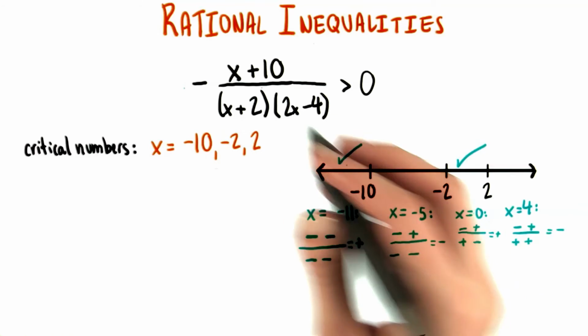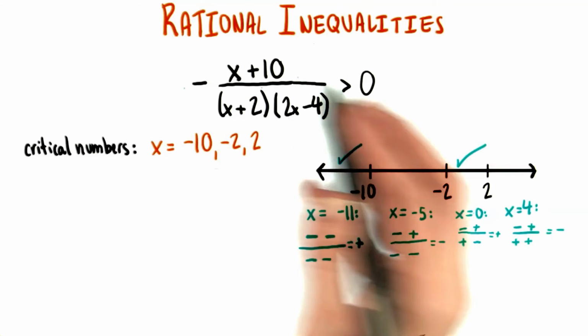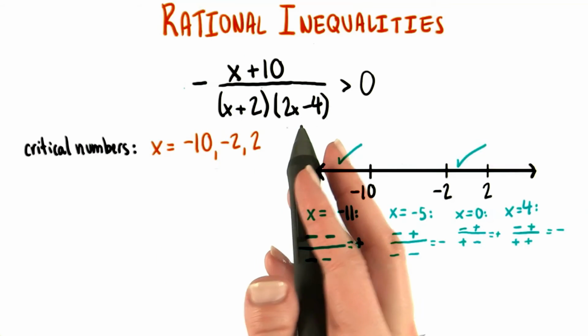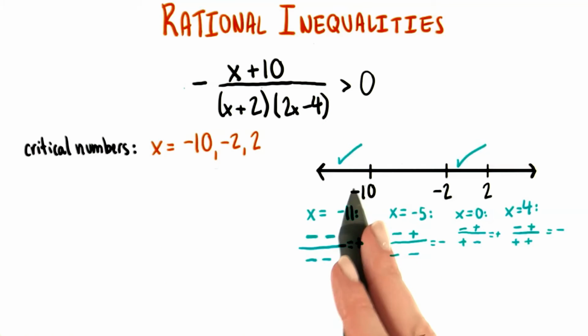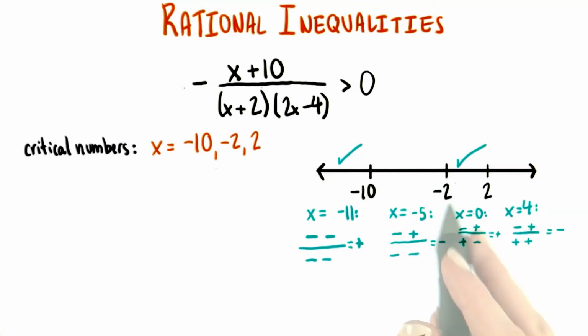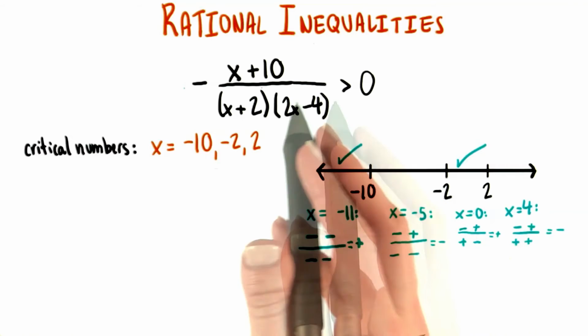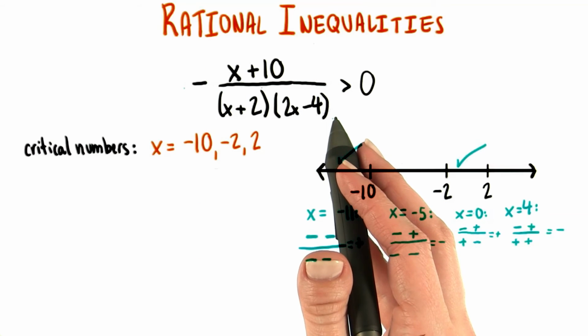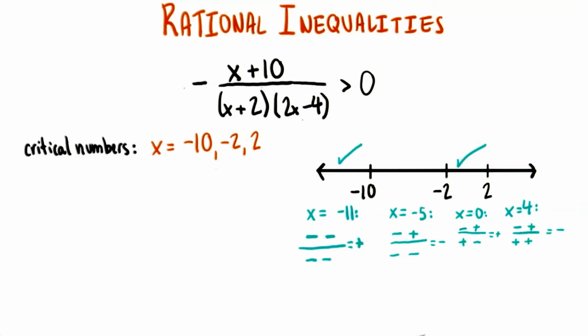Notice that when we plug in negative 10, we end up with 0 for the numerator. That means that this entire fraction can never be greater than 0, so negative 10 is not part of our solution set. Negative 2 and positive 2 each make the expression on the left-hand side contain a division by 0, so these cannot be part of our solution set either.